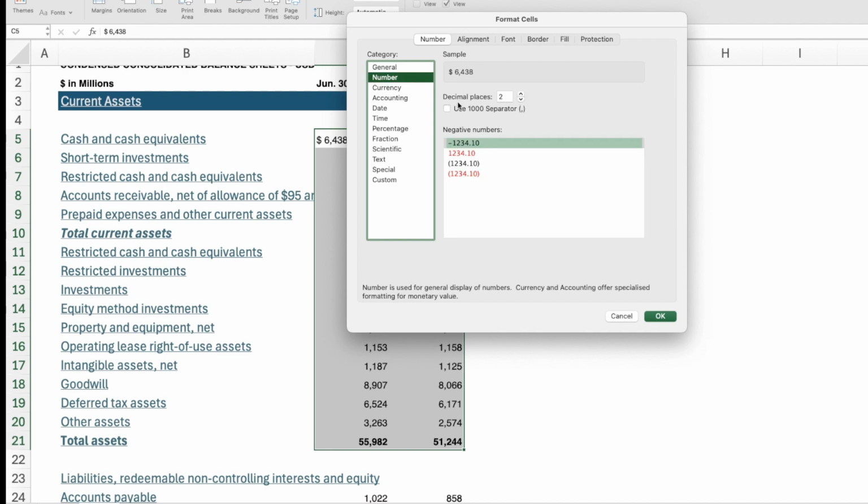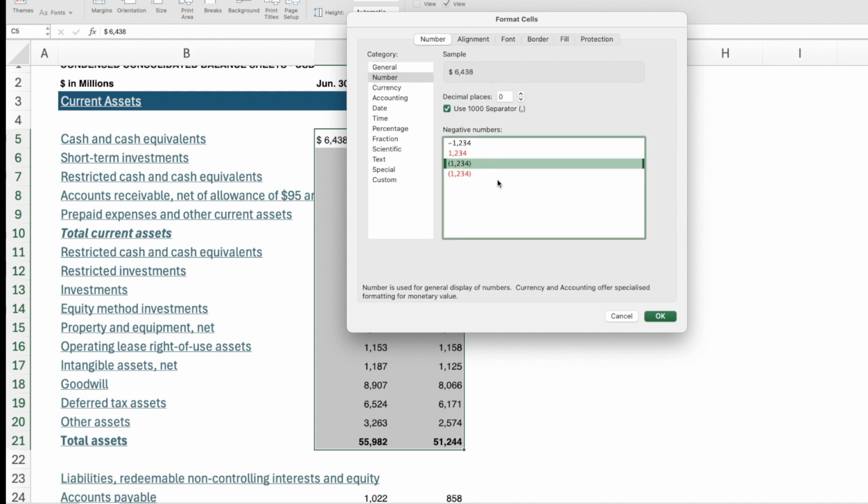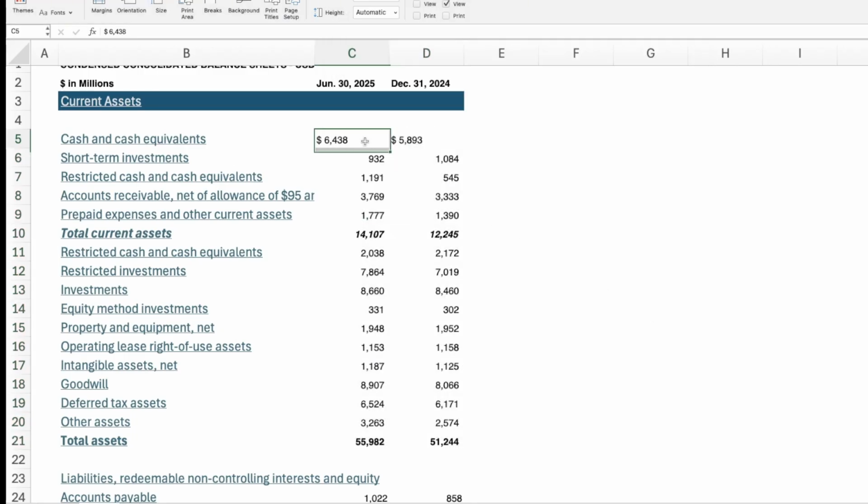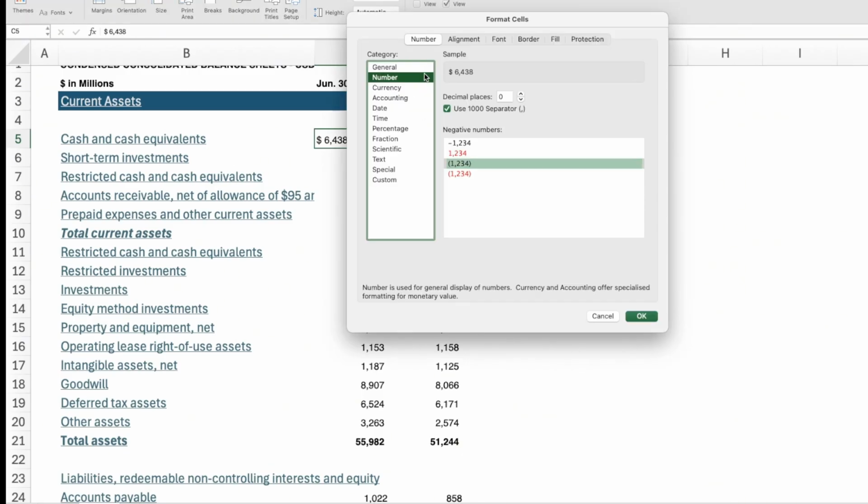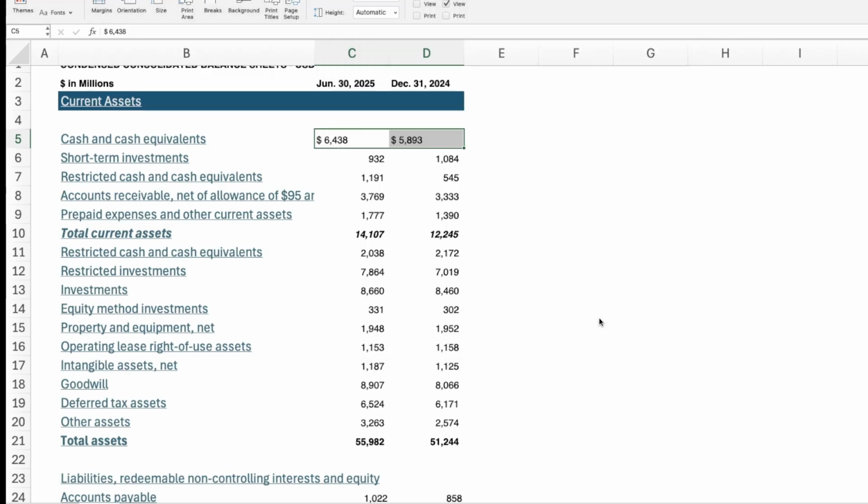We'll go to number. We don't want decimal places. We want the thousand separator, and we want the style for negative numbers to be in brackets. There we go. But why are these two not? There we go.